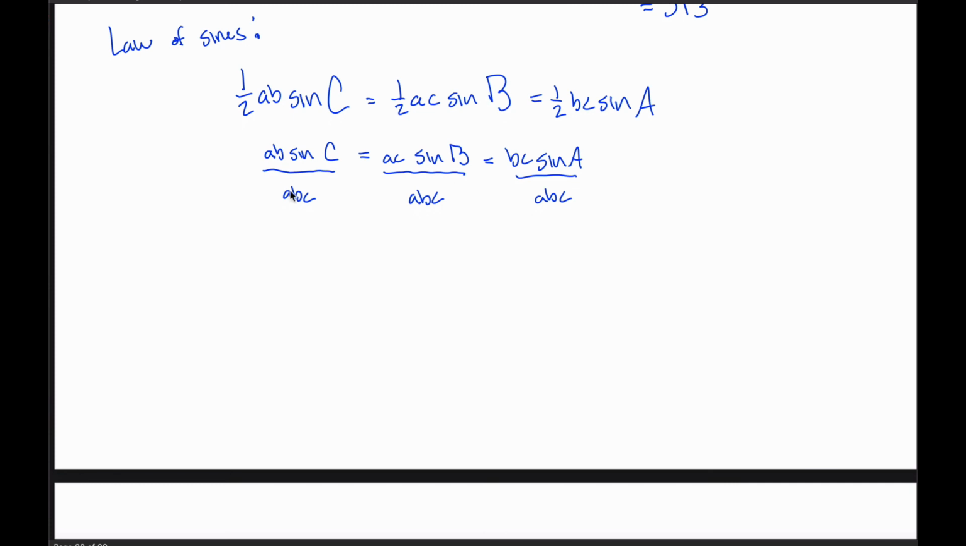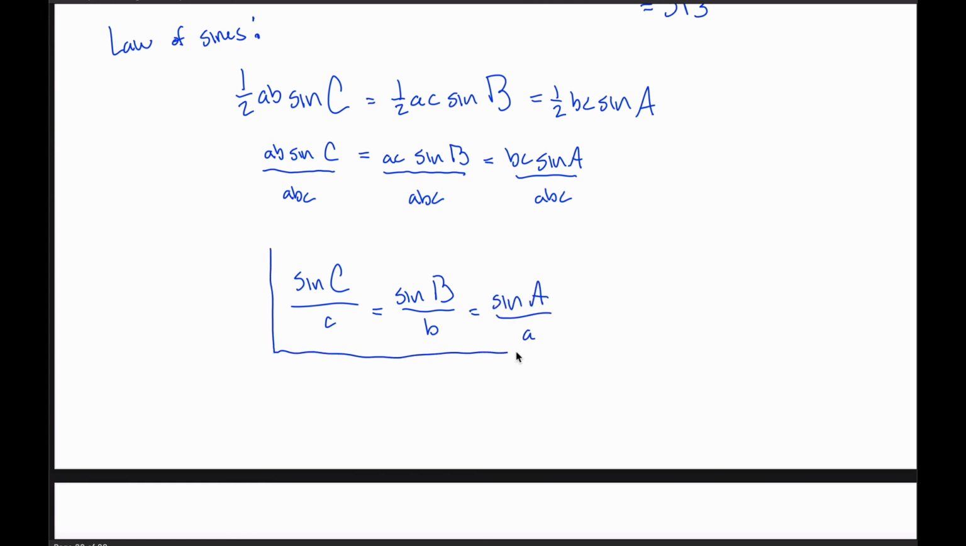This A and this B cancel, this A and this B cancel, and I'm left with just the sine of C divided by C. This A and C cancels with this A and C, and I'm left with just the sine of B over B. And this B and C and this B and C cancel, and I'm left with the sine of A over A. This is what's called the law of sines, and it's much more important than being able to figure out the area of any one of these triangles.